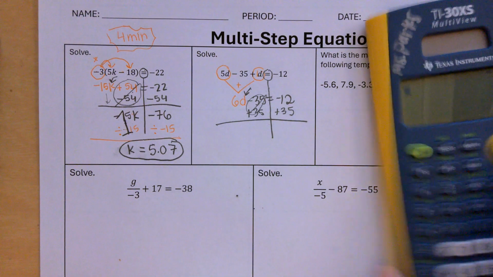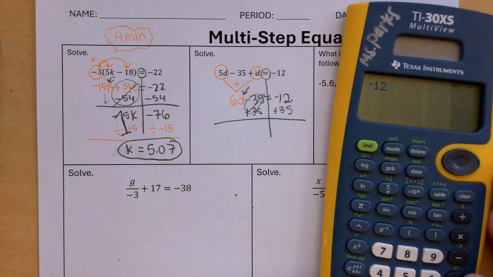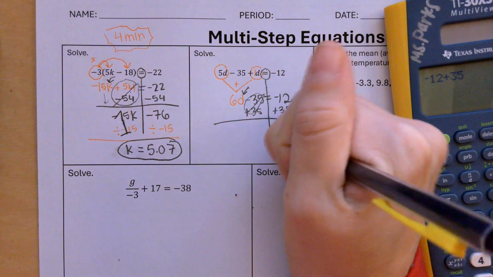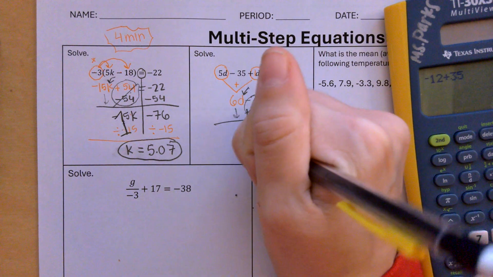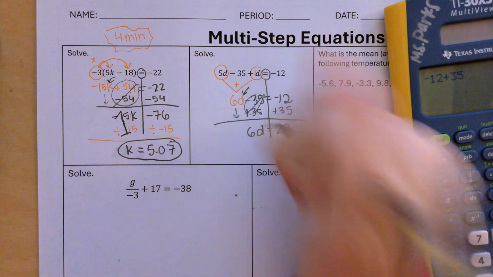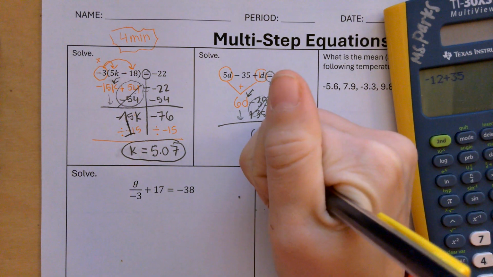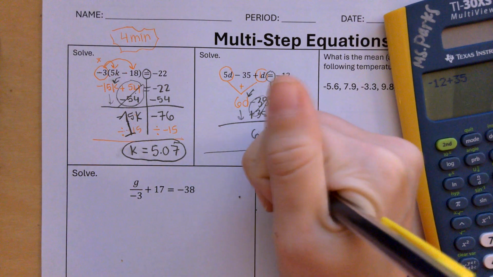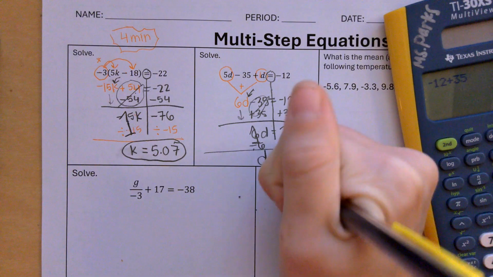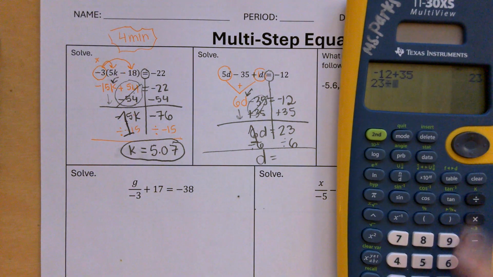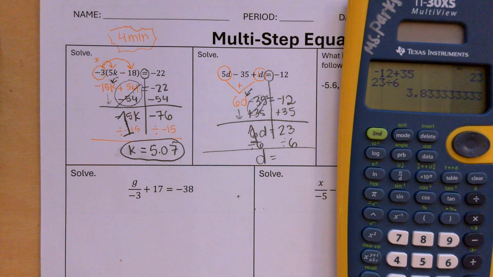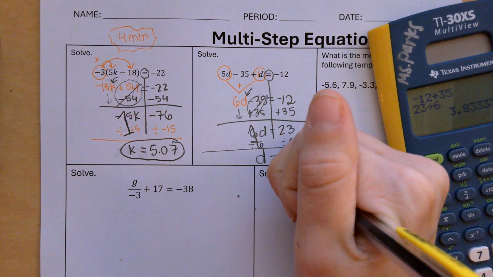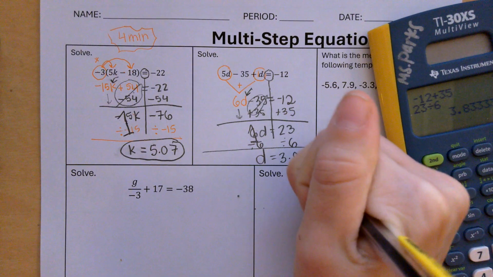This cancels out to 0. We're going to do negative 12 plus 35. We get 23. Bring down the 6D. Because that's invisible multiplication, we're going to divide by 6. What I do to one side, I do to the other. 6 divided by 6 is 1D. 23 divided by 6 will give us 3.83 forever, so we're going to round it. That 3 just goes away, so we have 3.83.